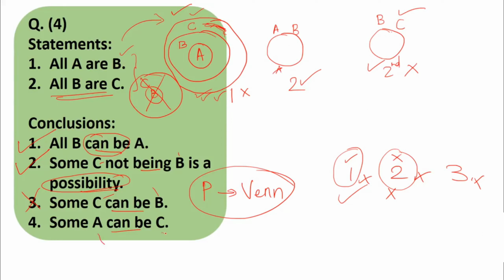Now the relation between A and C has been asked. Is there a relation between A and C? No direct relation is there. The relation between A and B is there, the relation between B and C is there, but the A and C relation is not there. So move to our main diagram which we have seen. Here, A lies inside B, B lies inside C, correct? Now the conclusion over here is some A can be C. Yes, entire A is C. So the conclusion holds true for this.